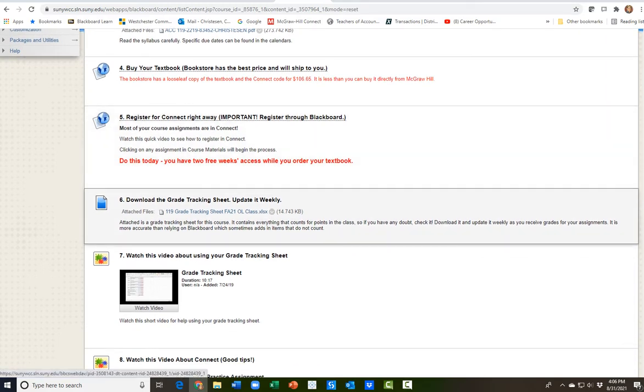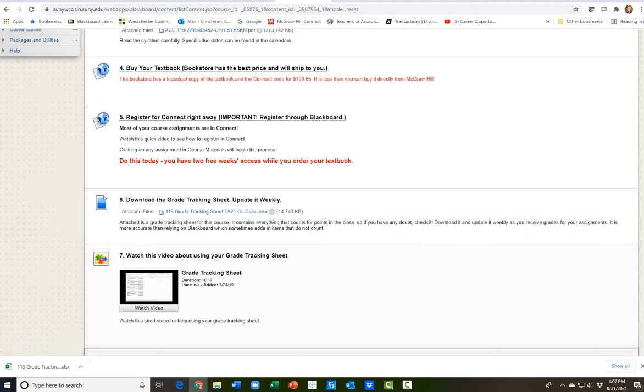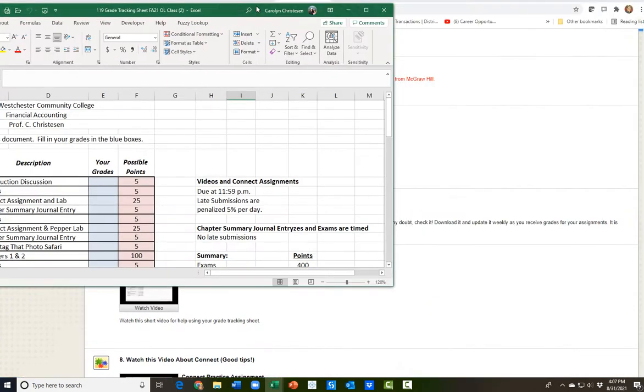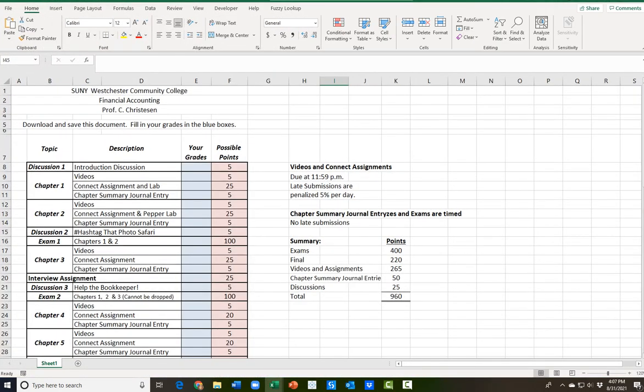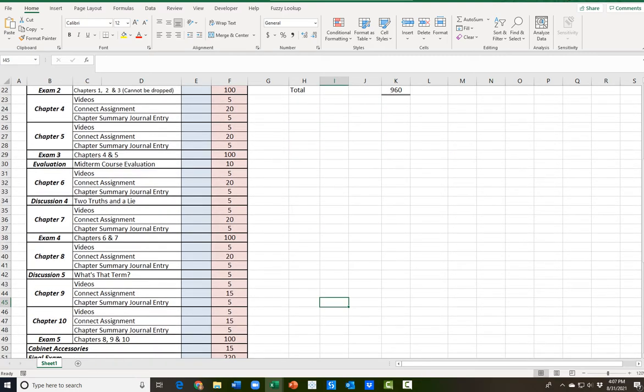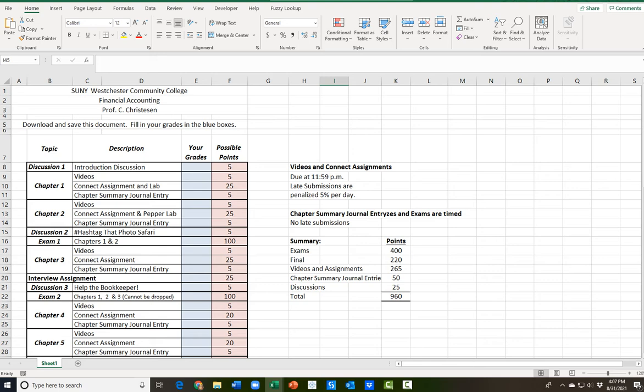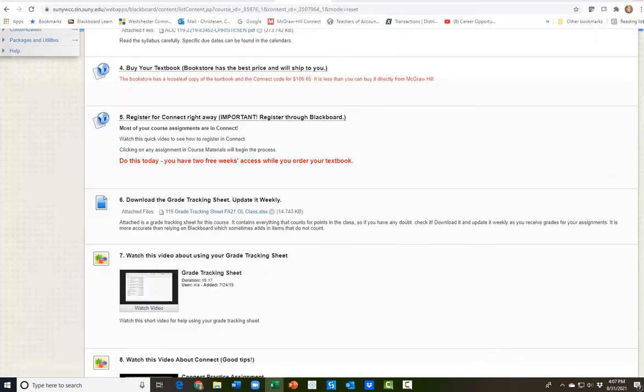All right, so here is a grade tracking sheet. If you're ever not sure whether something counts towards your grade or not, look at the grade tracking sheet. My recommendation is that you download this grade tracking sheet, and then each week you take a look at it and fill in your grades, okay? By the end of the semester, these will all be filled in and you'll have the total. So download this on your computer, maybe on your desktop, someplace where you can keep it, and then each week as you go through, put in your grades for each of those things.